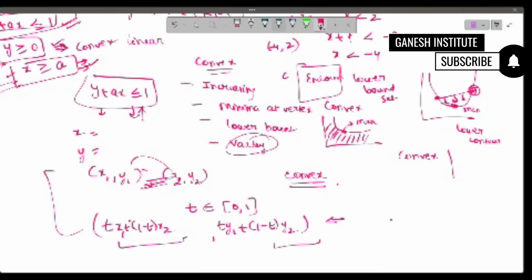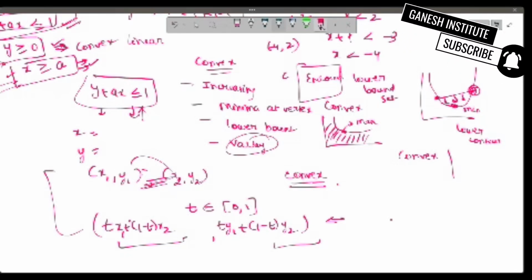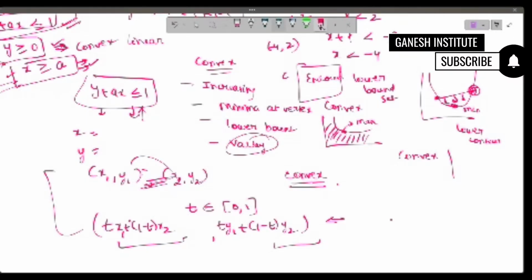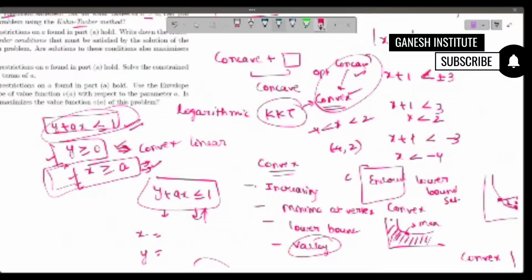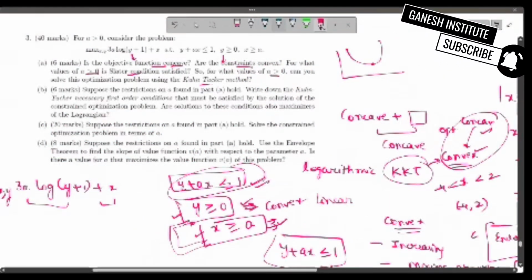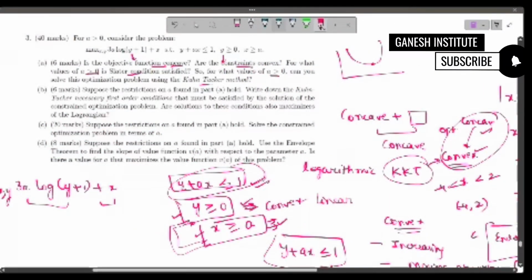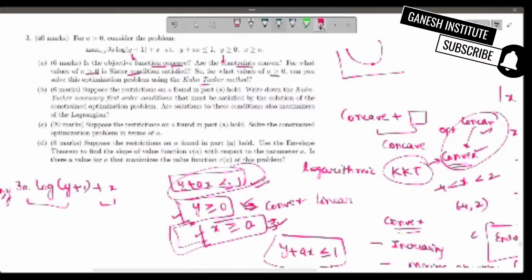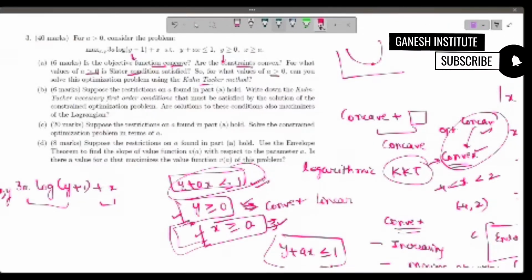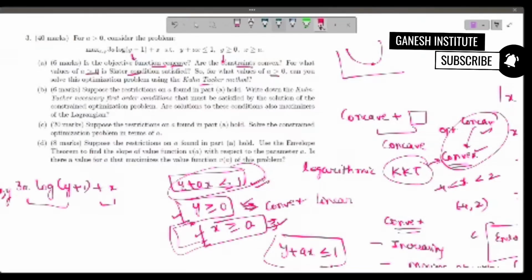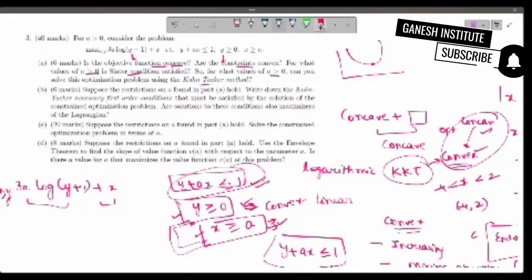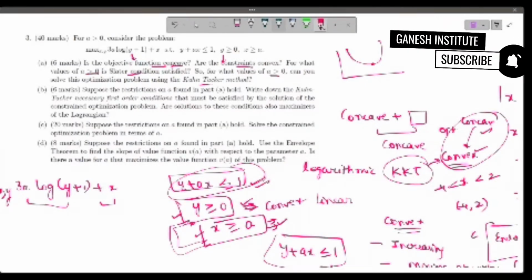So what we are trying to do here is, we are given a question where we have an objective function to maximize. This objective function is part of an open or convex set, and it has some constraints. It is subject to y plus ax is less than or equal to 1. That is one constraint function that's been given to us.